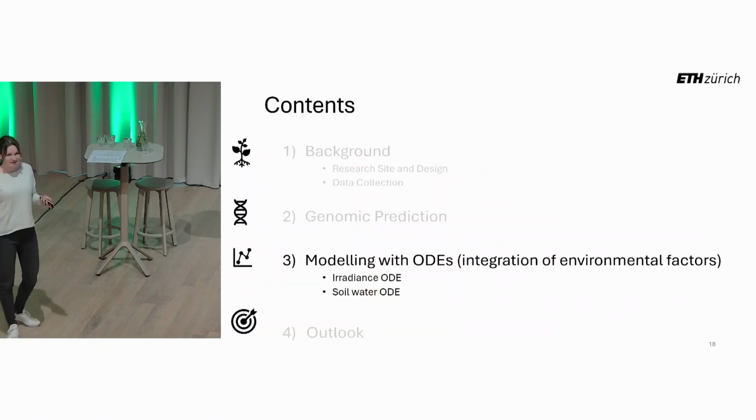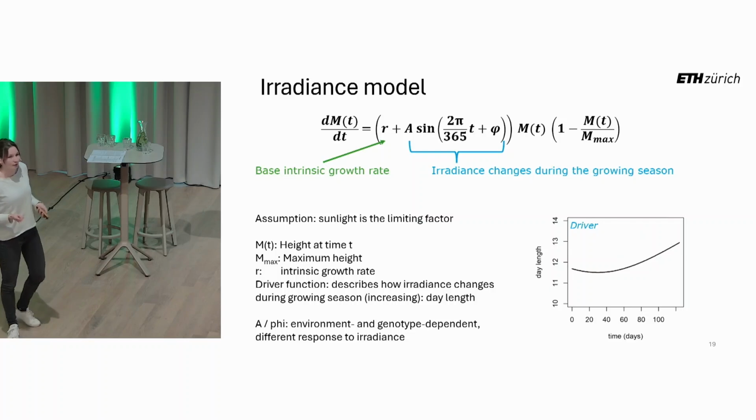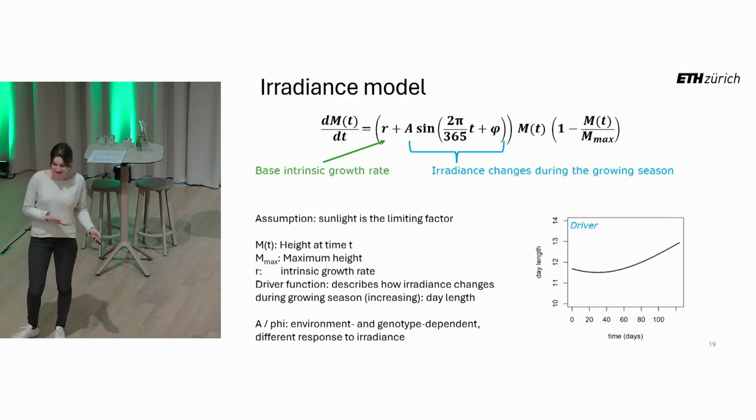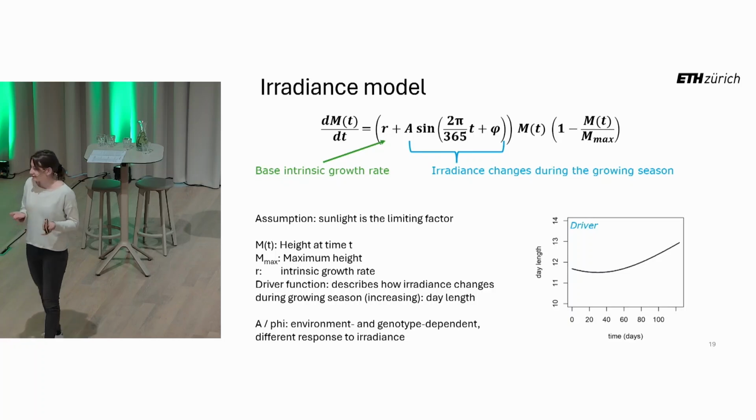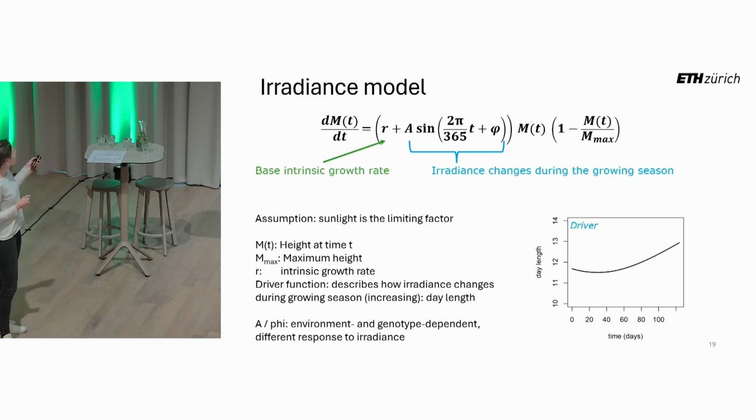And now a few words to these models. So at the moment, we are trying to fit these models and adjust our approach. So the first model, the irradiance model, makes the assumption that sunlight is the limiting factor. So you can see here we model the change in plant height throughout the whole season. We have a max, this is the maximum height. Here we have an intrinsic growth rate.